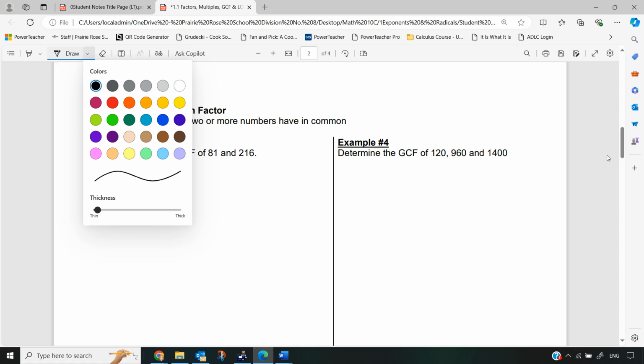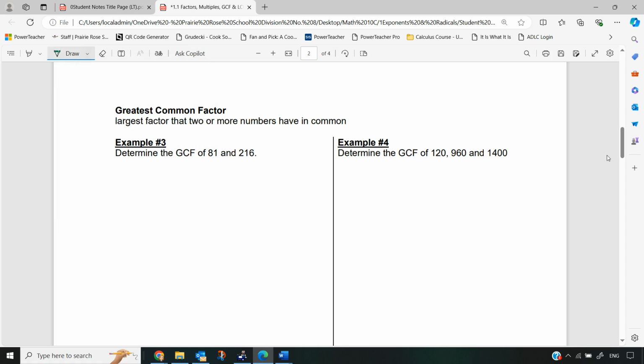Let's take a look at what each word means, and it kind of gives us a code as to what we're looking for. Greatest just means biggest. Factor, it's just a number. So we're looking for the biggest number that they have in common. So in other words, we're looking for the biggest same number. So if you're asked for a GCF, a greatest common factor, we're just looking for the biggest number that these two have in common.